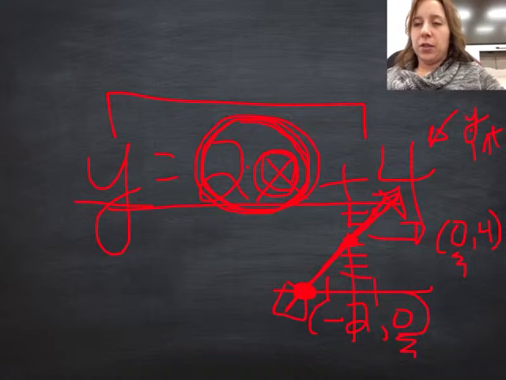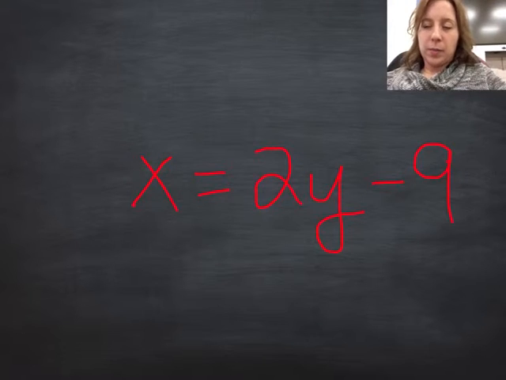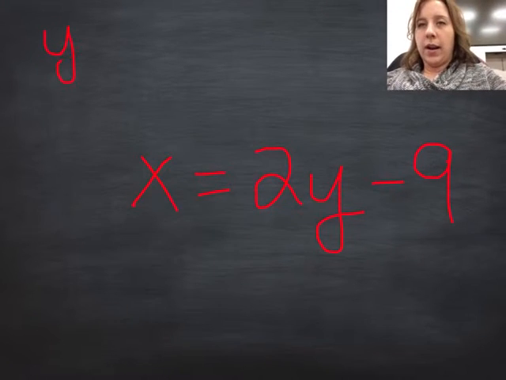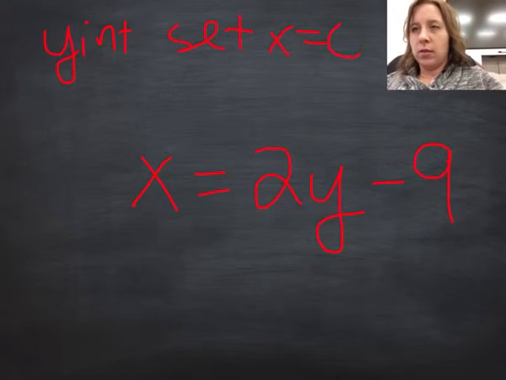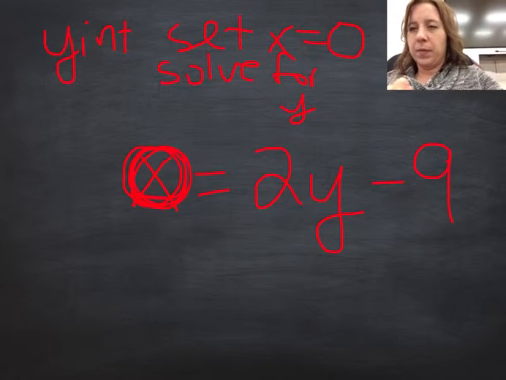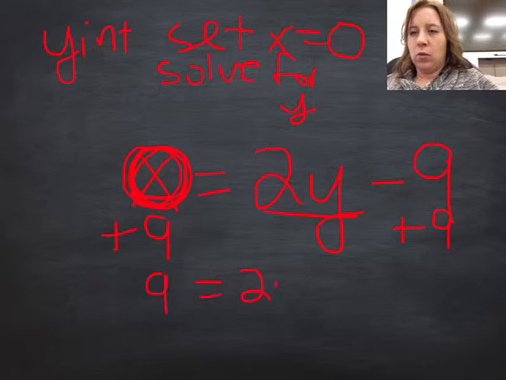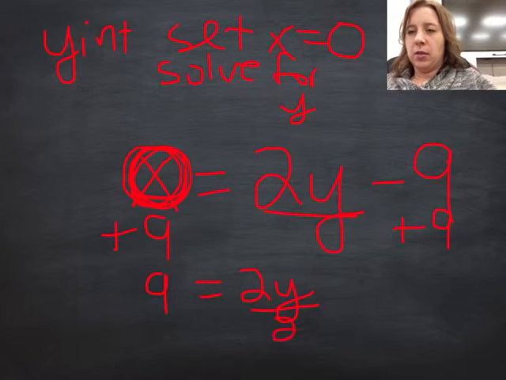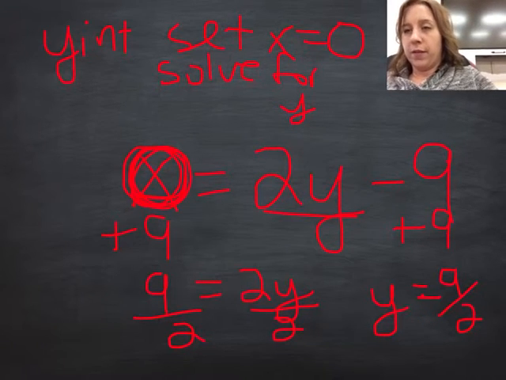So what you have to do to find the x-intercept, let's grab it. So when you're finding x and y-intercepts, basically what you're going to do is, to find a y-intercept, you're going to set x equal to 0 and solve for y. So in this case, I'm going to set x equal to 0, and I'm going to isolate y here. So I'm going to add 9 on both sides. I'm going to have 9 is equal to 2y. I still have to divide by 2. So in this case, my y-intercept is going to be 9 over 2, or 4.5.